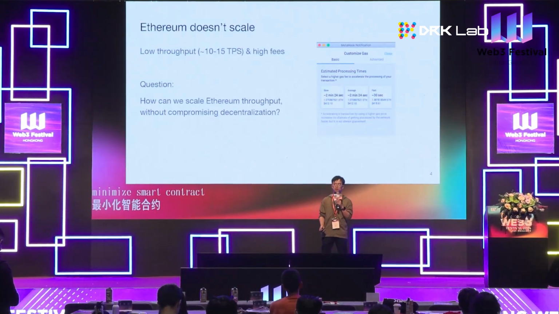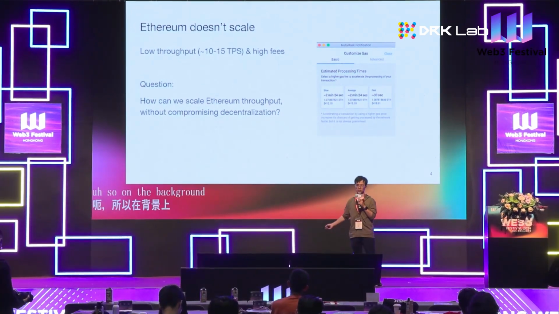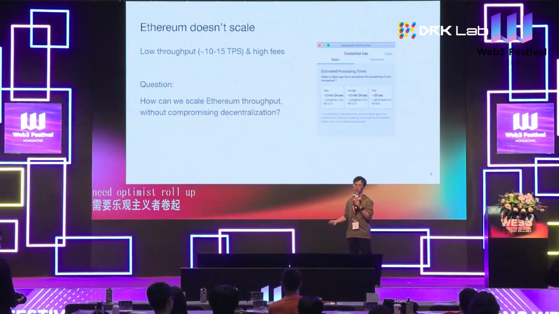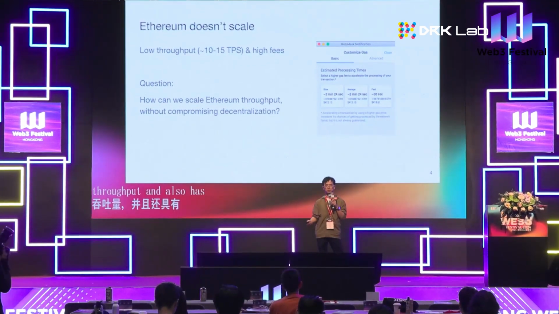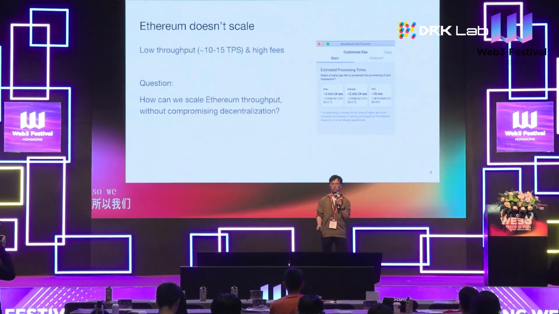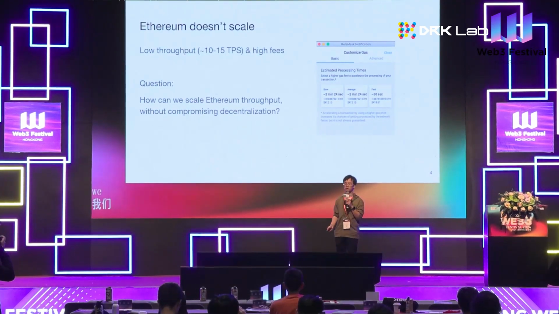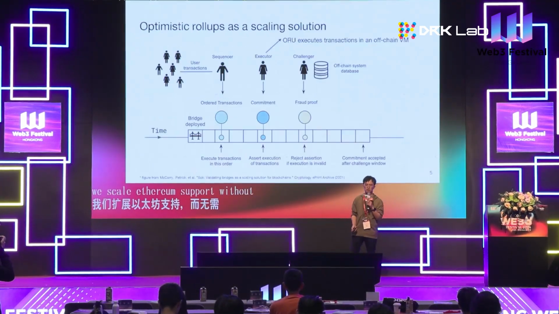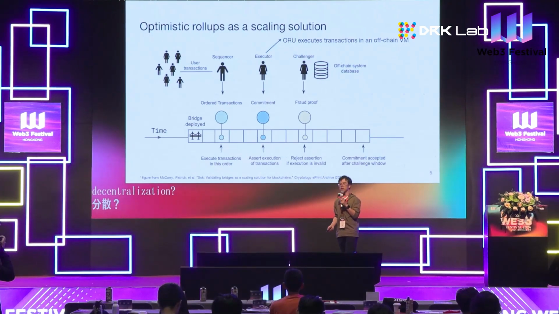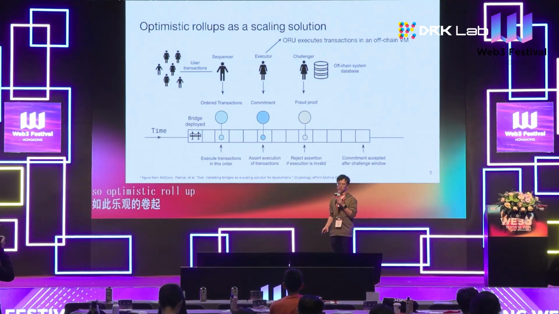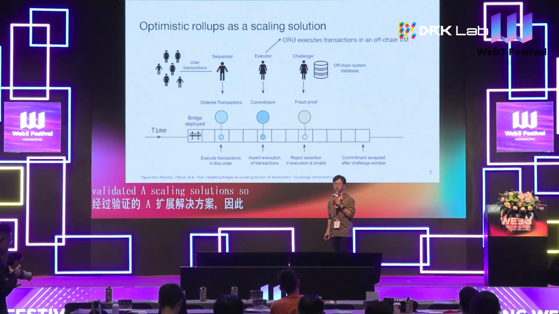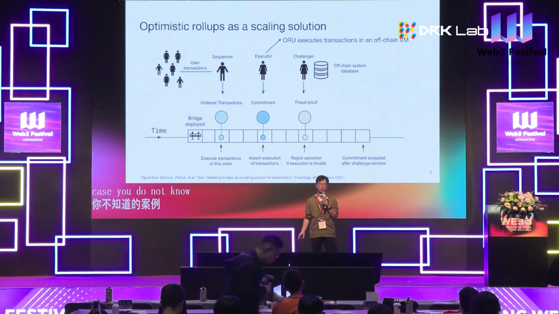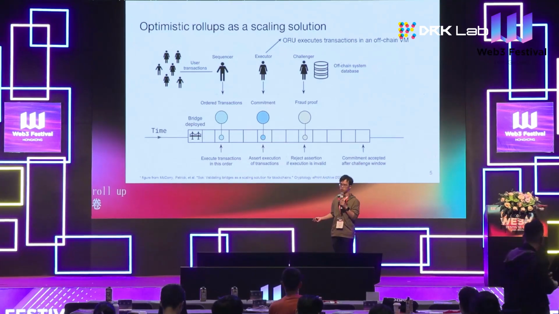So on the background, why do we need optimistic rollup? Because Ethereum does not scale, so it has low throughput and also higher fees. So we need to ask a question: how can we scale Ethereum throughput without compromising decentralization? Optimistic rollup is a well-validated scaling solution. In case you do not know how optimistic rollup works, here is a quick recap.